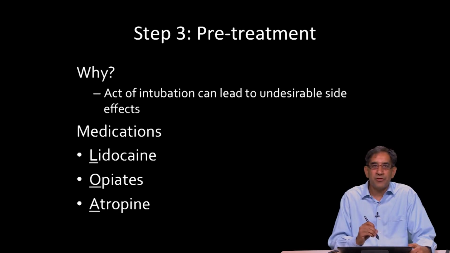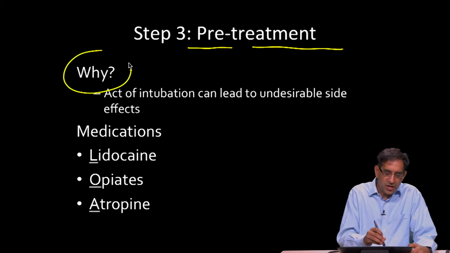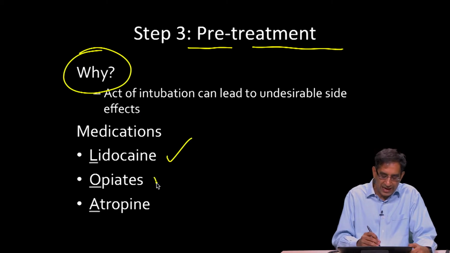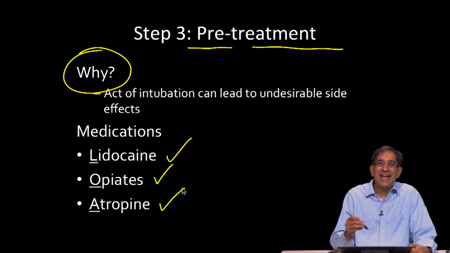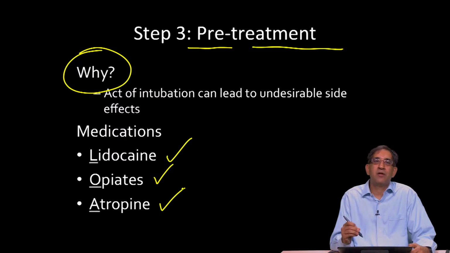So step number 3 in RSI is pre-treatment. What do we mean by pre-treatment? What we're actually talking about is the use of certain medications, specifically lidocaine, opiates like fentanyl, and atropine, to try to mitigate the undesirable effects of endotracheal intubation.